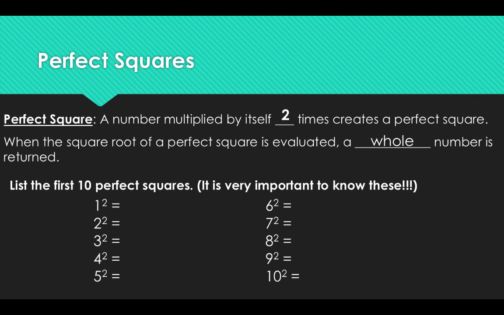So let's go ahead and list the first 10 perfect squares. It's very important that you know these. So 1 squared is 1 times 1, which is 1. 2 squared is 2 times 2, which is 4. 3 squared is 3 times 3, which is 9. 4 squared is 4 times 4, which is 16. 5 squared is 5 times 5, which is 25. 6 squared is 6 times 6, which is 36. 7 squared is 7 times 7, which is 49. 8 squared is 8 times 8, which is 64. 9 squared, 9 times 9, which is 81. And then 10 squared is 10 times 10, which is 100.